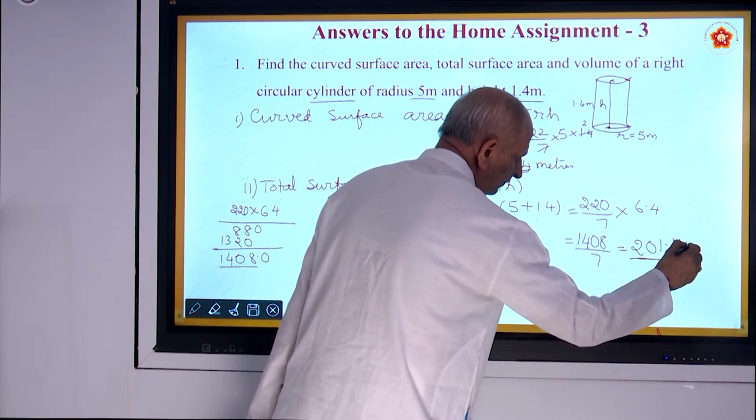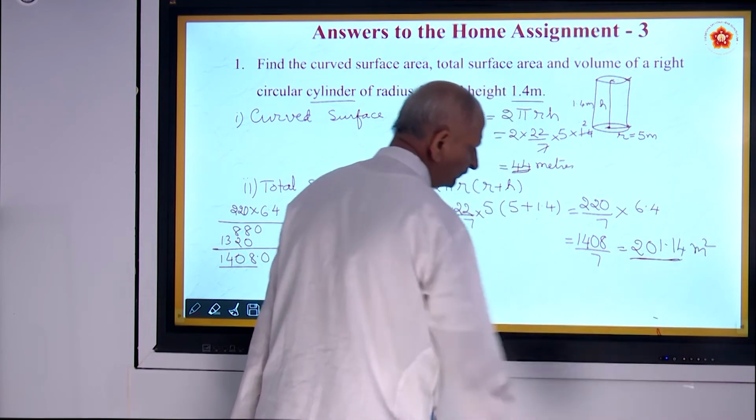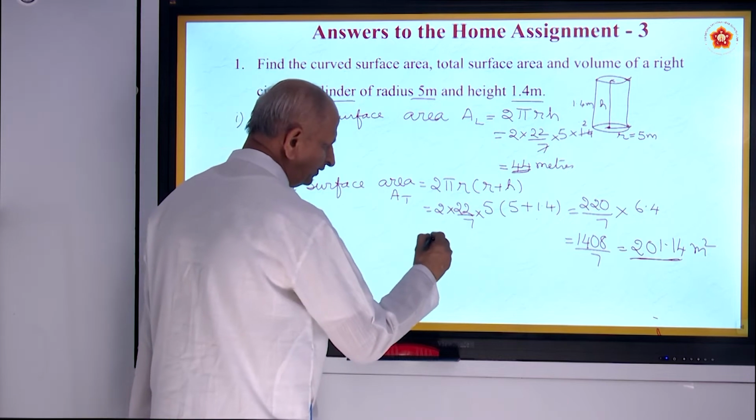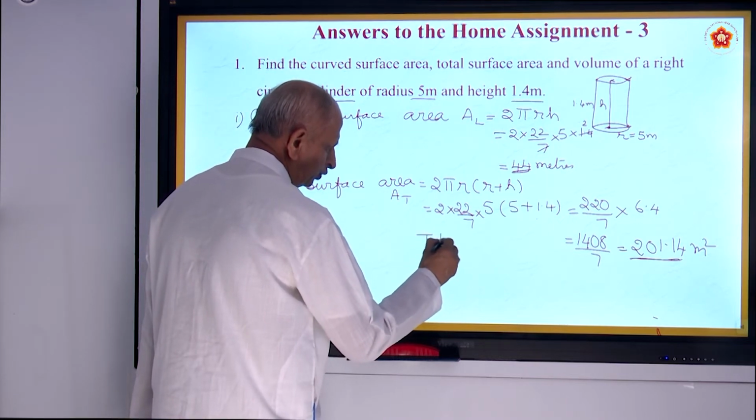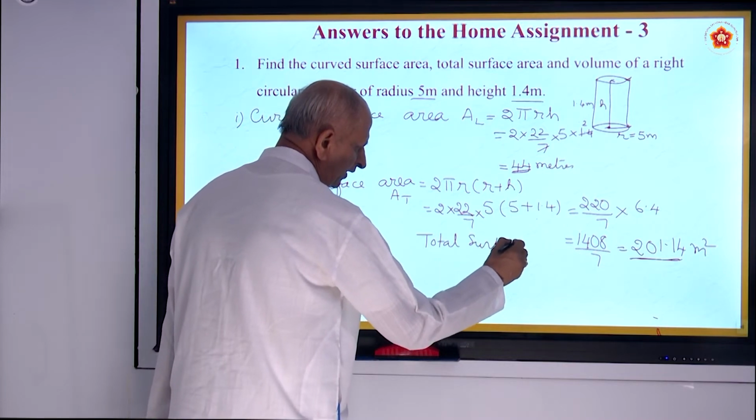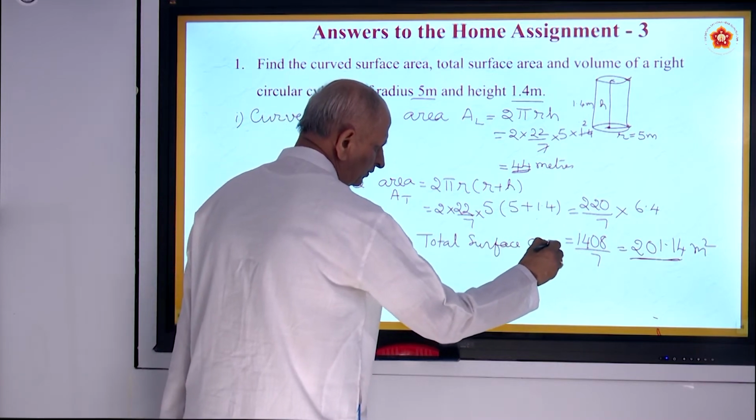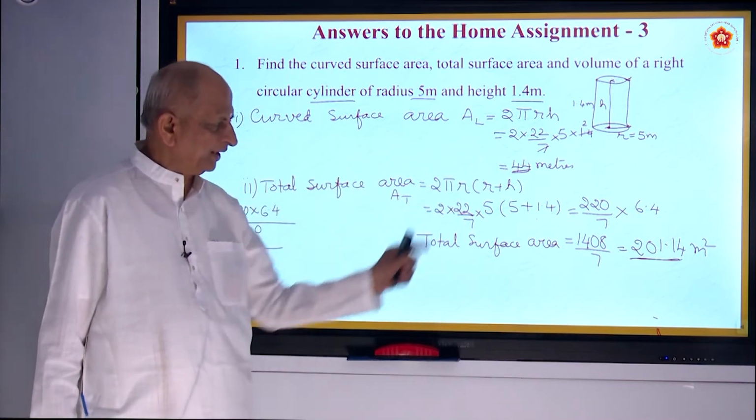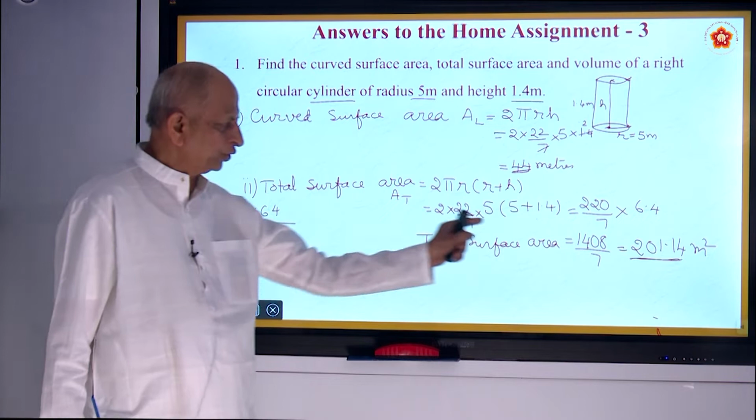So much of meter square. Square meters. So that is the total surface area. You can call it as TSA, total surface area. That is the second question. So the first question is curved surface area, and the second question is total surface area.